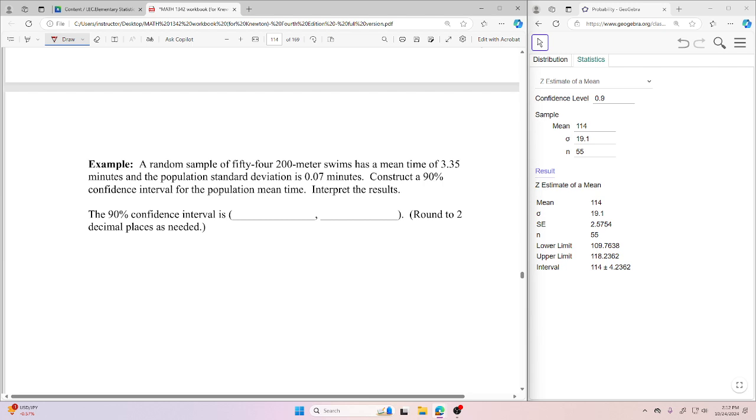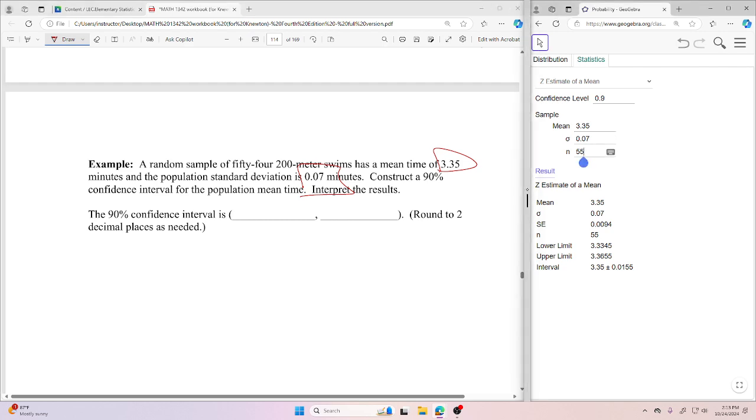All right. A random sample of 54 200-meter swims has this and that confidence interval. Let's go. 90%. What's my mean? Yep, 3.35. Very good. Standard deviation. Boom. There it is. Now, this is a careful one. Be careful. Ah, you got it. Right here is my sample size.